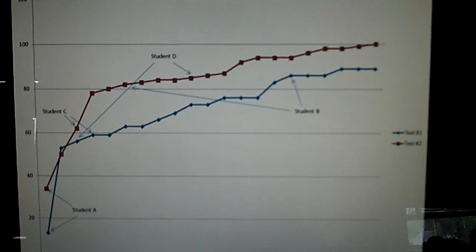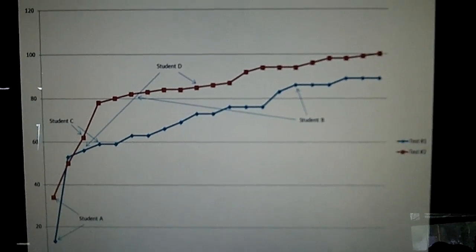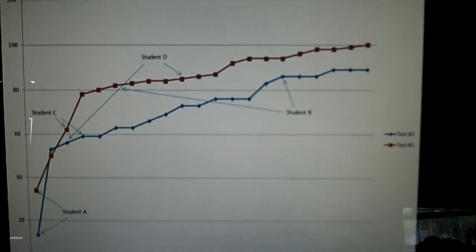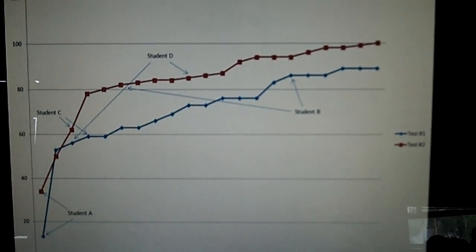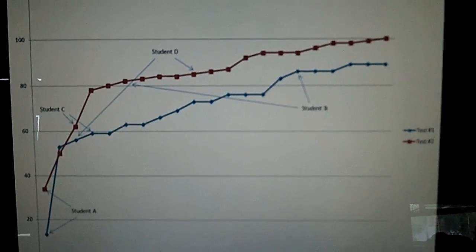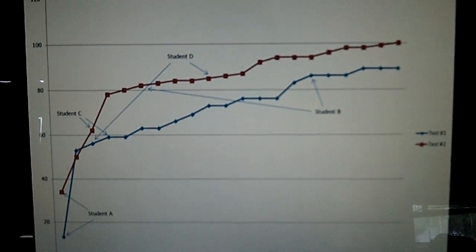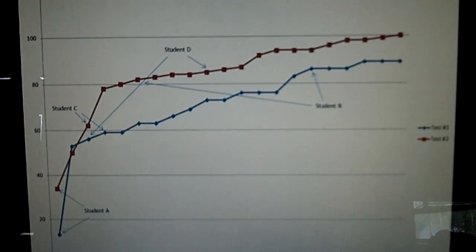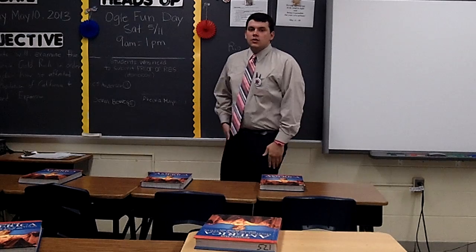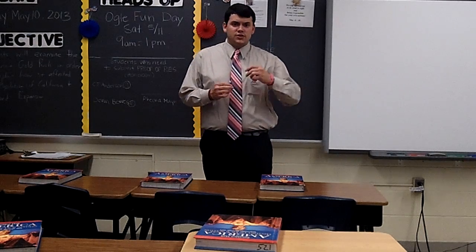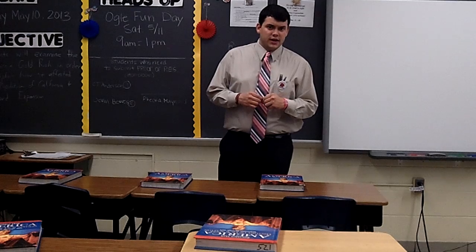However, I think it is important to note that there is quite a difference, and we do see that students' performances do increase a little bit. The only exception was student B, who I focused on. His test score for the second test dipped down slightly.